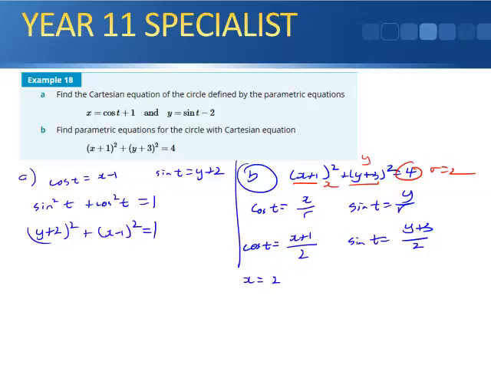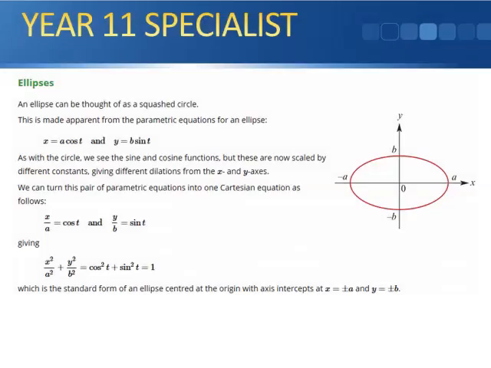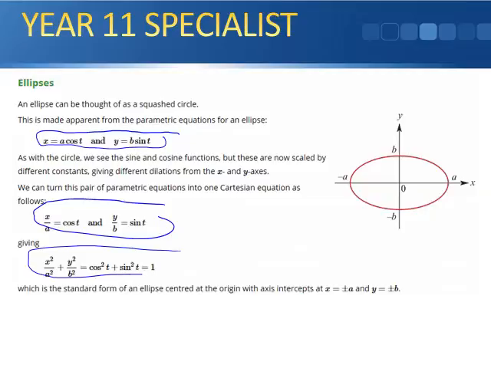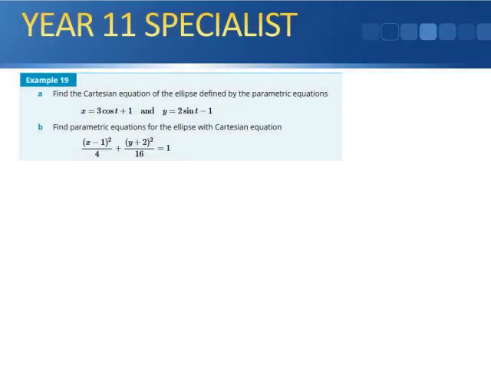Rearranging this to get x equals 2 cos t minus 1, and this one here, y equals 2 sin t minus 3. So there's the parametric equations. Ellipses, same thing. There's the parametric equations, which we can use as well. And then again, the rule, x squared divided by a squared plus y squared divided by b squared gives us the identity rules as well.